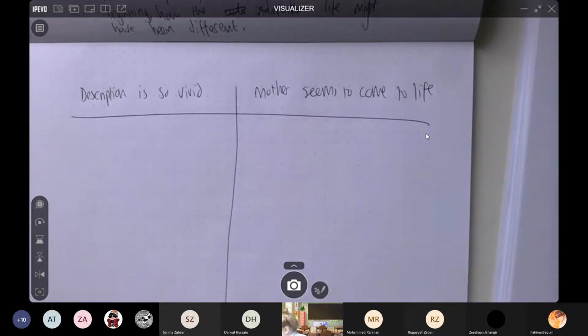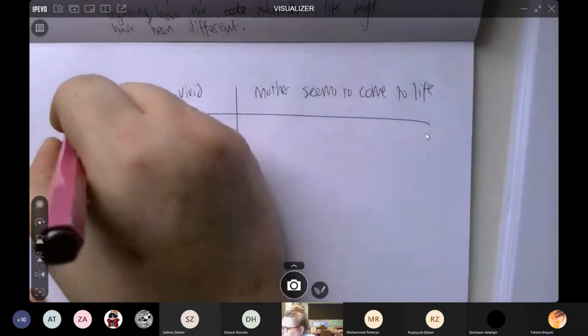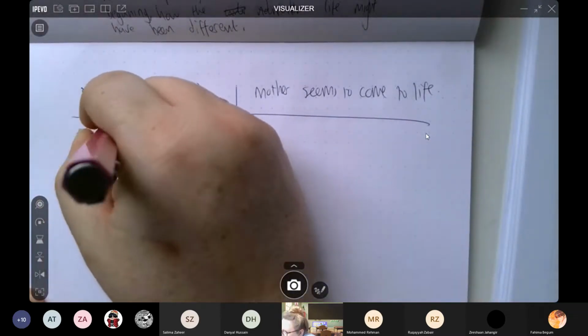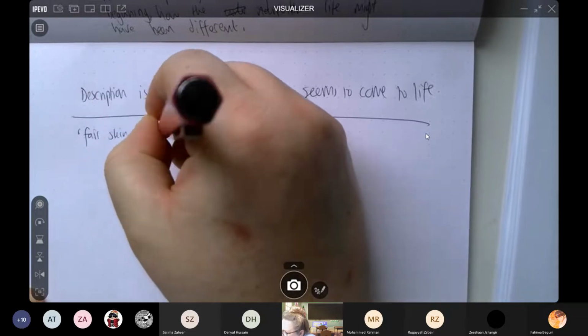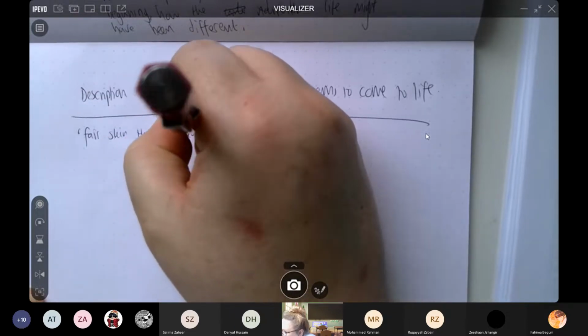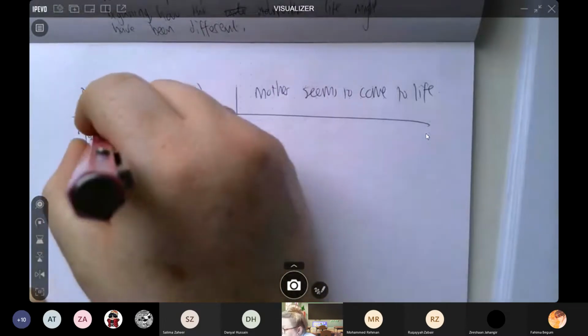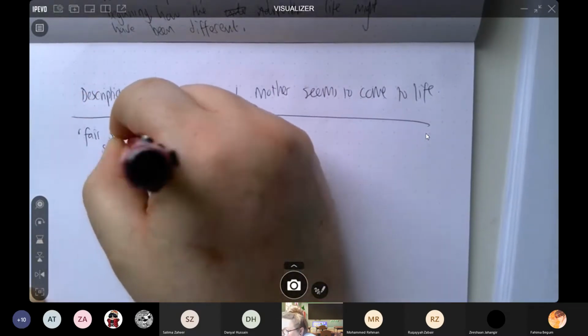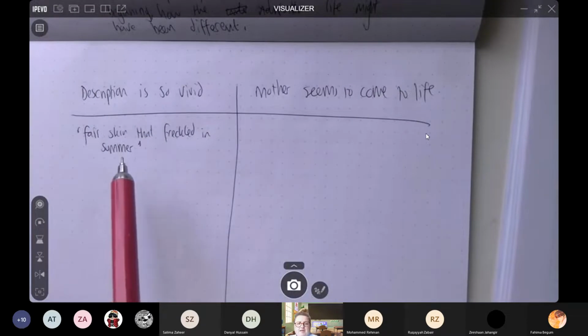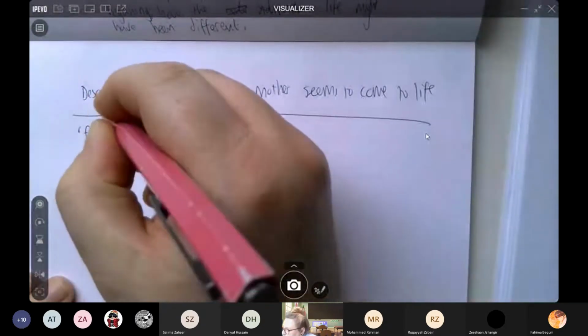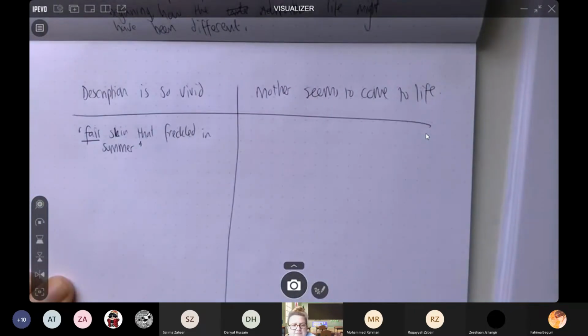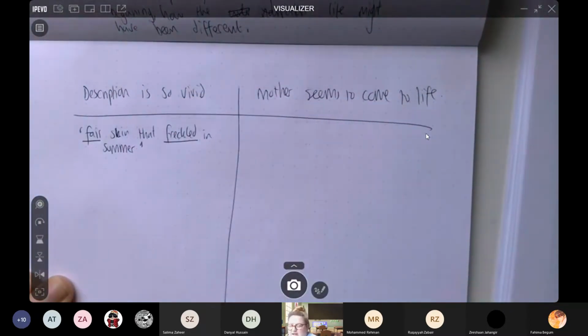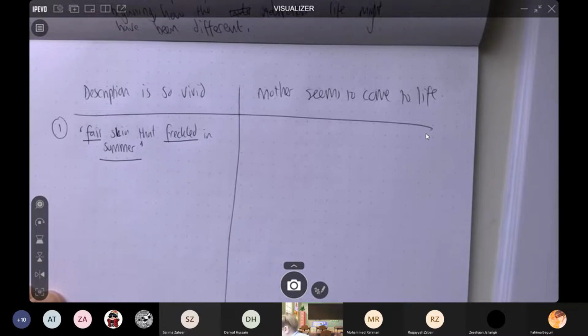And so for me, one thing that tells me that is that she had fair skin that freckled in summer. That's one quotation, which I think is a really vivid description. And the reason why I'd be able to write about that is I'd be able to write about the fair, I'd be able to write about the idea of freckling, and I'd be able to write about the concept of summer. So for me, that is a diveable image that tells me of a really vivid description.